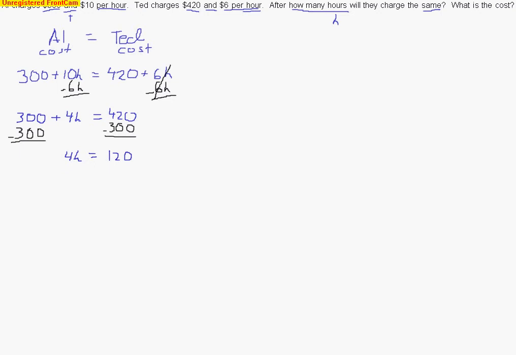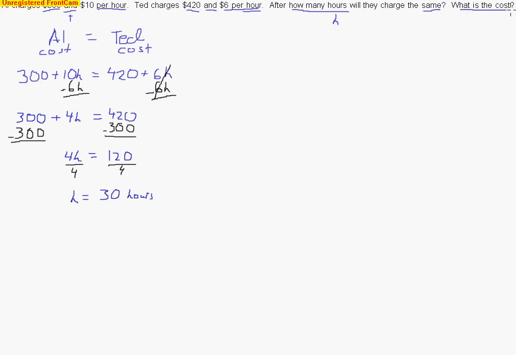So what we're going to do from here is just opposite operations again, divide by 4. And that gives us our value. It gives us the number of hours, because that's what h represents. So when I do that division, 4 into 12 goes 3 times, and I just carry down that 0. So 30 hours. It's always real important to write down those units that we're dealing with. Well, that's the number of hours, but we've got another question.